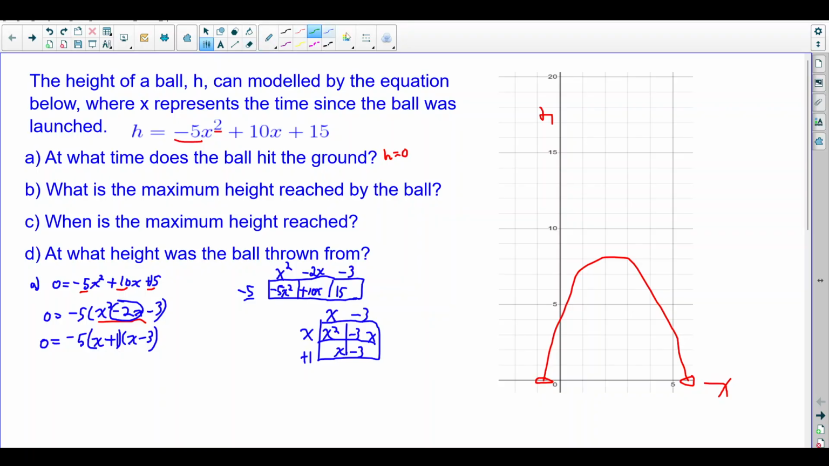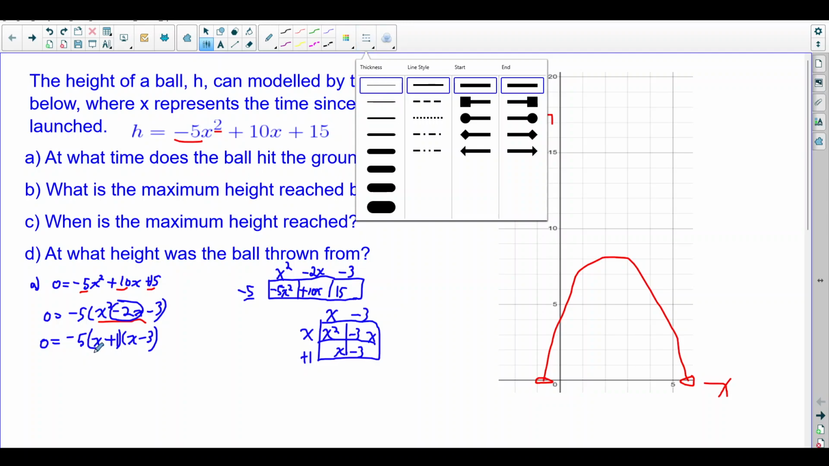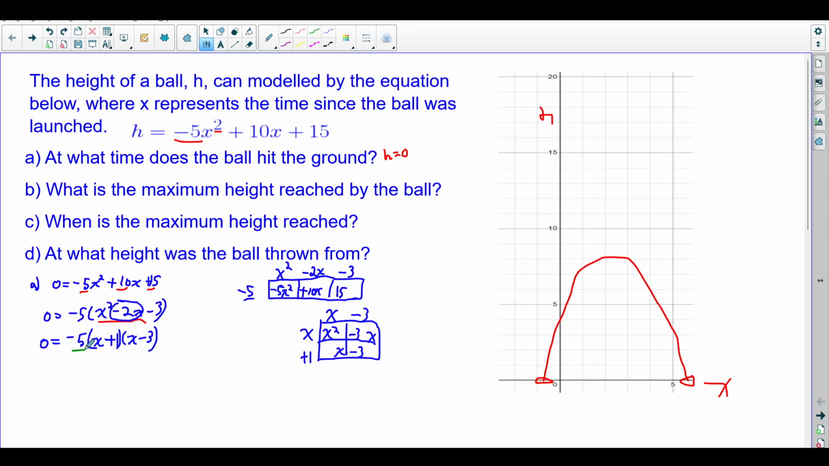0, one of the factors has to equal 0. And if we look at this scenario here, you can see that, well, this is a factor here. Negative 5 can never equal 0, so we don't need to worry about that one. So let's look at this one right here, x plus 1.